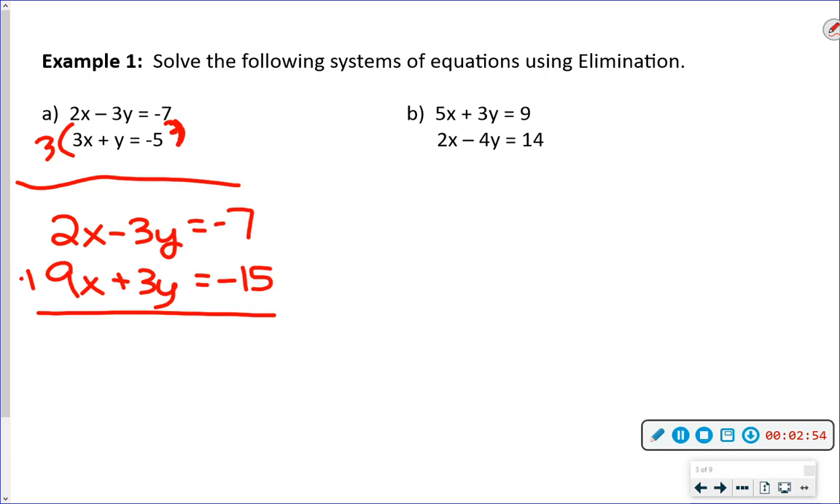And remember, we're going to add the equations together. So 2x plus 9x, or really I just think of it, you combine the like terms. Y's are out, and x is negative 2.